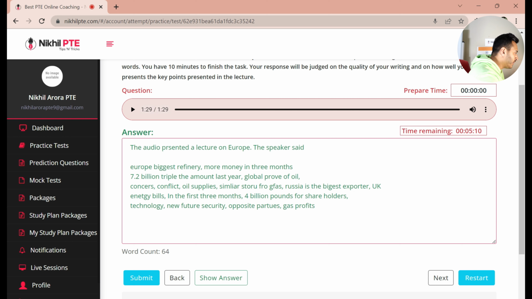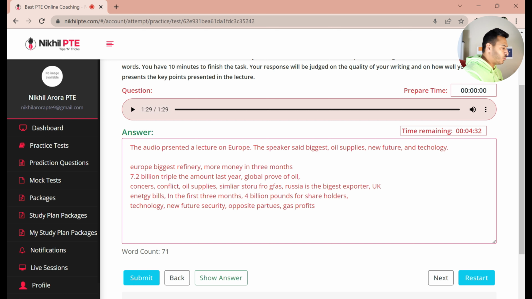Right. The speaker said biggest, oil supplies, new future, and technology. That is incorrect. Maybe you are writing it in the last line, in the middle or the first line. If you are doing these things, this is your lacking point.